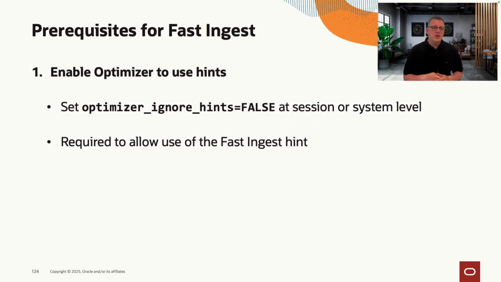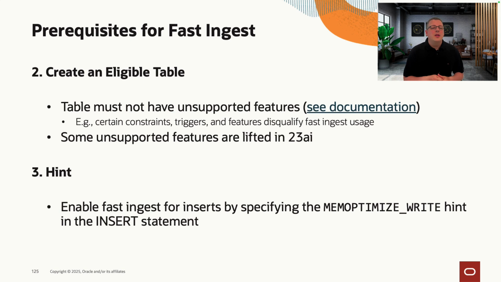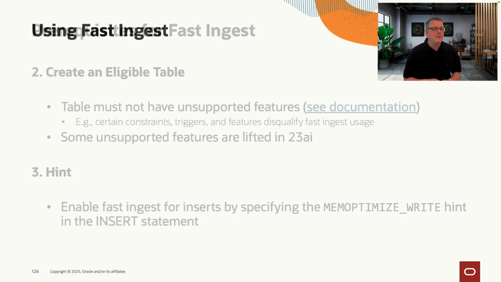To enable this feature, I can set the optimizer ignore hints to false. Then I create a table. There are a few restrictions on the table that I can create. For example, certain types of constraints, I cannot have triggers, and so on. Please check the documentation for your version, because on 23ai, a lot of these restrictions were lifted. And last but not least, I then use this hint on my insert command.